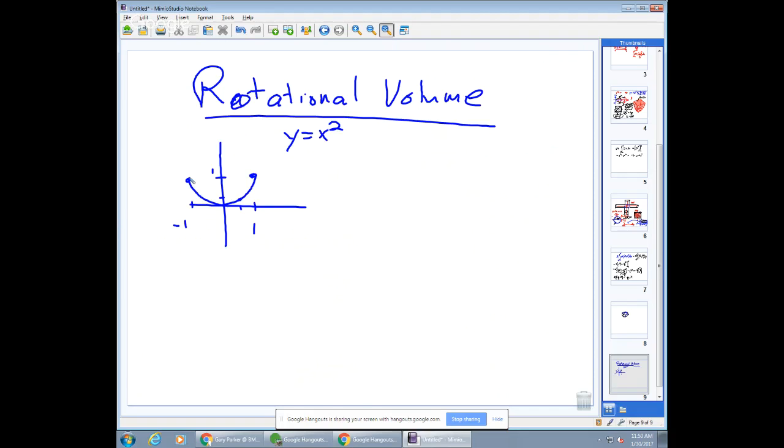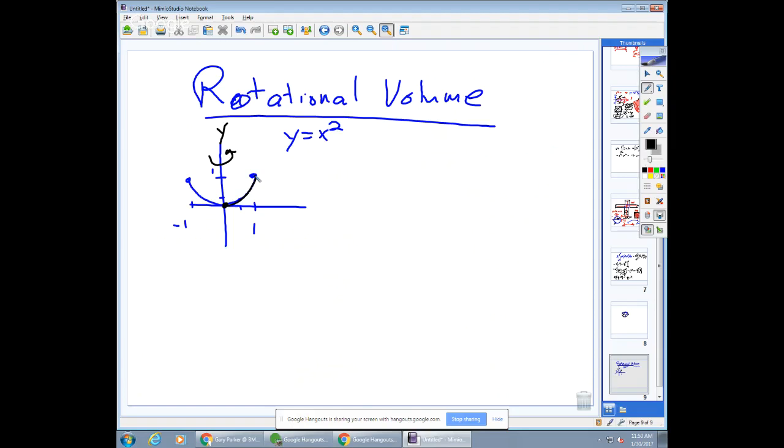And what I want to do with this thing is, if I'm going to make a dish out of it, I would choose to rotate about the y-axis. So this is my y-axis here. I'm going to rotate around that. Now, really, I don't need to rotate this whole parabola. I really only need to rotate half of it, because as that half spins, it will carve out my dish.